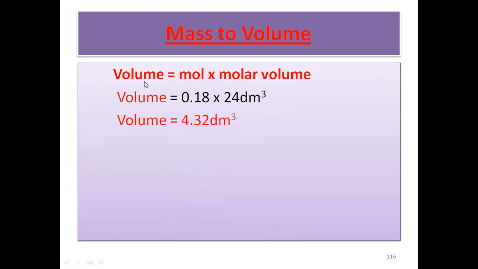Now there is another formula that is used to find the volume of a gas. Volume is equal to mole into molar volume. This formula is used to find the volume of all gases. So mole is 0.18, molar volume of all gases is 24 decimeter cube, and finally we have volume 4.32 decimeter cube for hydrogen gas.